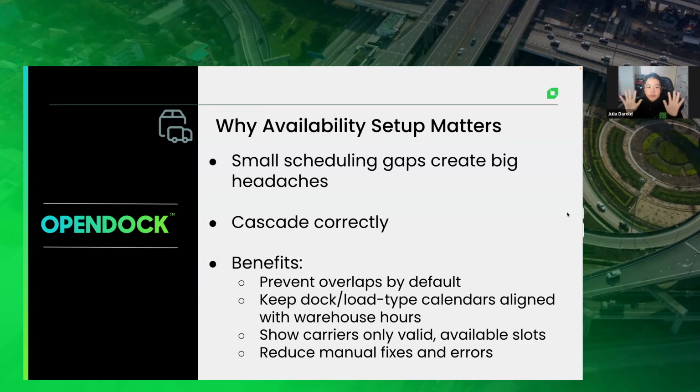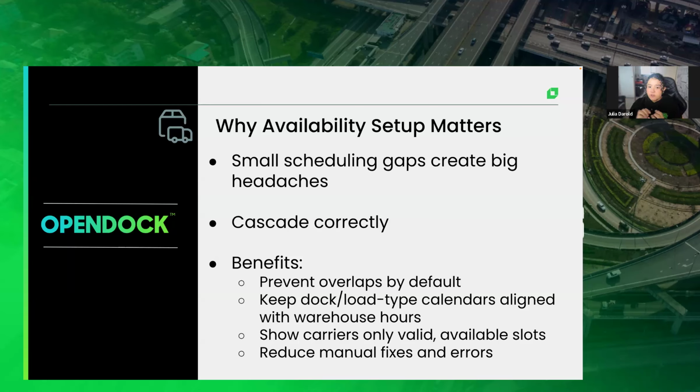So starting with the big picture and how we want you guys to look at this, availability in Opendock is pretty much about defining what appointment slots whoever is scheduling the appointment on the scheduling portal can actually see and schedule. So however you set up availability of the warehouse, the load types, the docks is really going to determine and narrow down the available slots that the carrier user or the scheduling user is going to see.